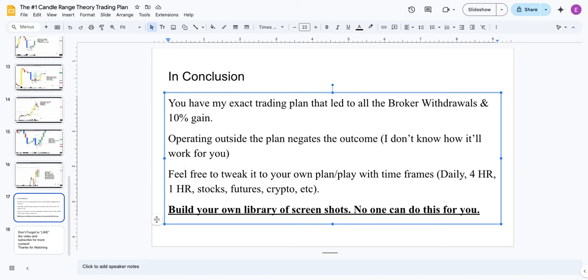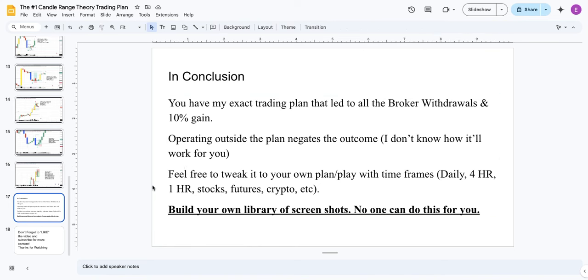But now feel free to tweak this to your own plan. Play with the time frames. If you want to try daily, daily can work well. Sometimes the moves may take longer to play out, but it can give you some big moves as well. Do a 4-hour, do a 1 hour. Try stocks, try futures, try crypto, etc. Do your own research, but you have to build your own library of screenshots. Nobody can do this for you. You have to put the work in. Okay, I've been trading for years, so this type of thing, success doesn't happen overnight, but if you don't give up, your chances of success increase dramatically.